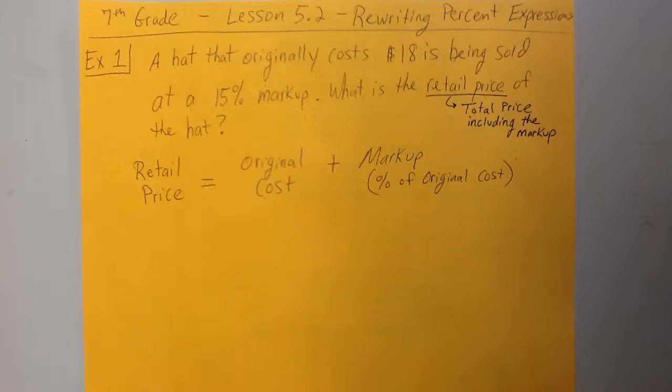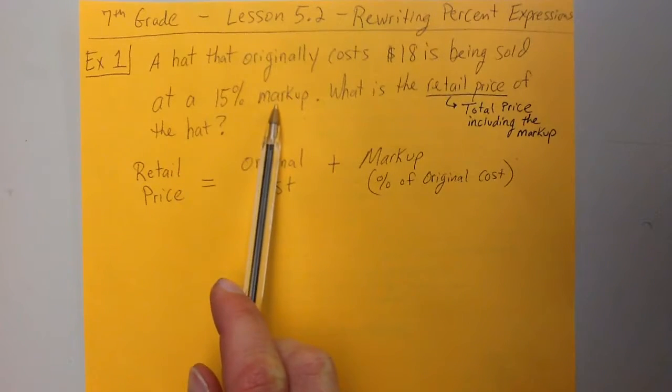Okay, 7th grade, I'm going to do a couple examples from lesson 5.2. One example will be an example of a markup, and the second example will be an example of a markdown. A markup is simply a kind of percent increase, and a markdown is simply a kind of percent decrease. So here's example number 1.